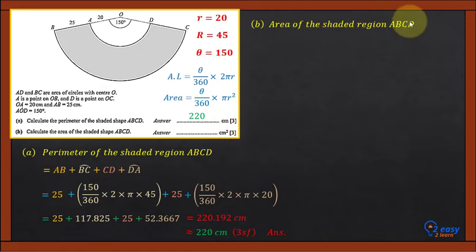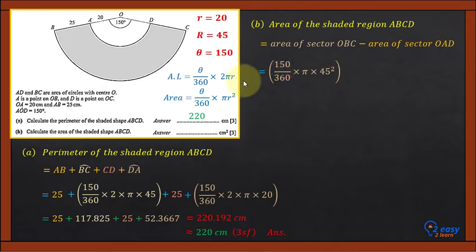Area of shaded region ABCD. Now we have to find this area. So first we need to make the strategy. We will find the area of big sector OBC and then we will subtract the area of this small sector, white sector, OAD. So then we will get this shaded area. So area of sector OBC minus area of sector OAD.